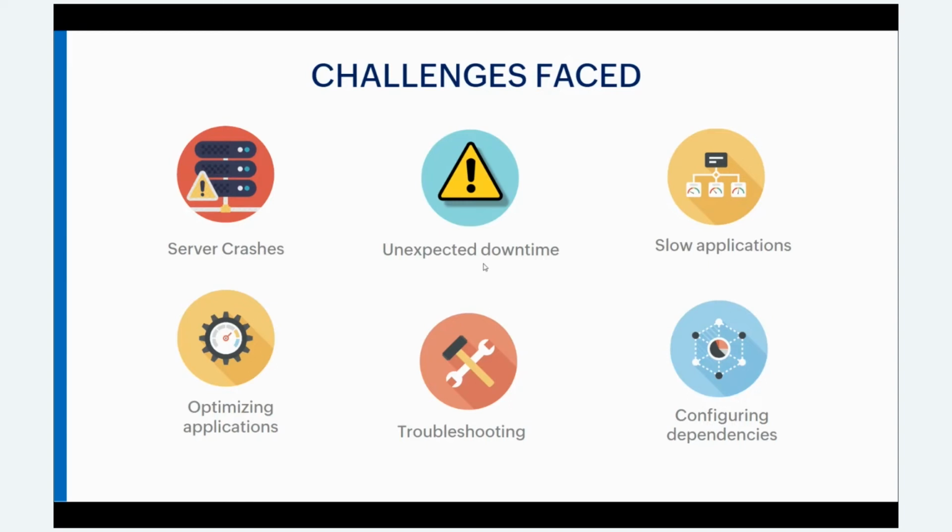So most of you would have noticed this: unnecessary server crash, CPU memory spike, and you want to understand why the CPU memory disk spike is occurring. Unexpected downtime because of a server crash, slow application, user complaint. Optimizing the application is a challenge, okay?